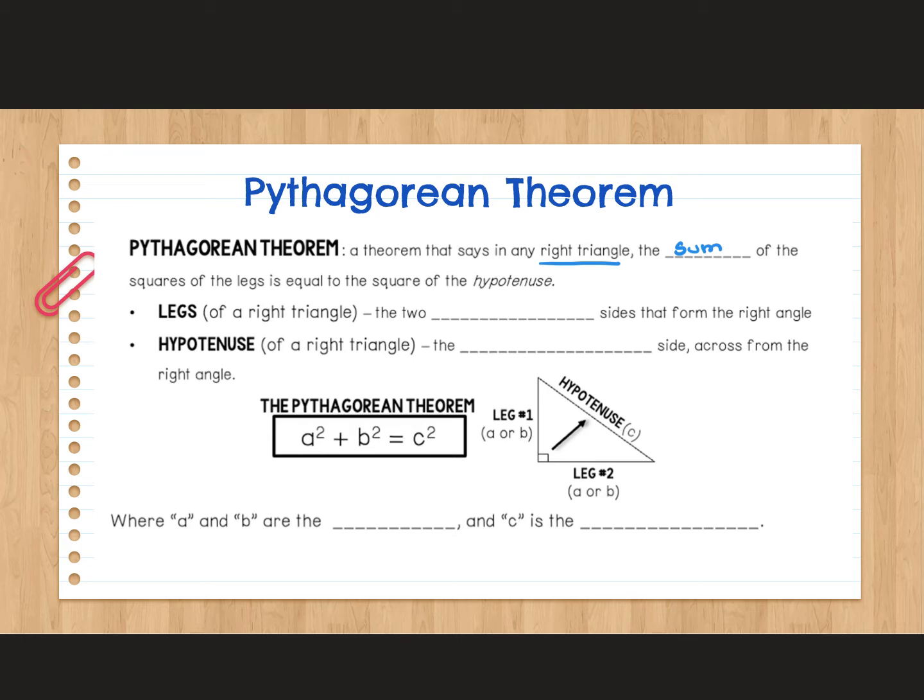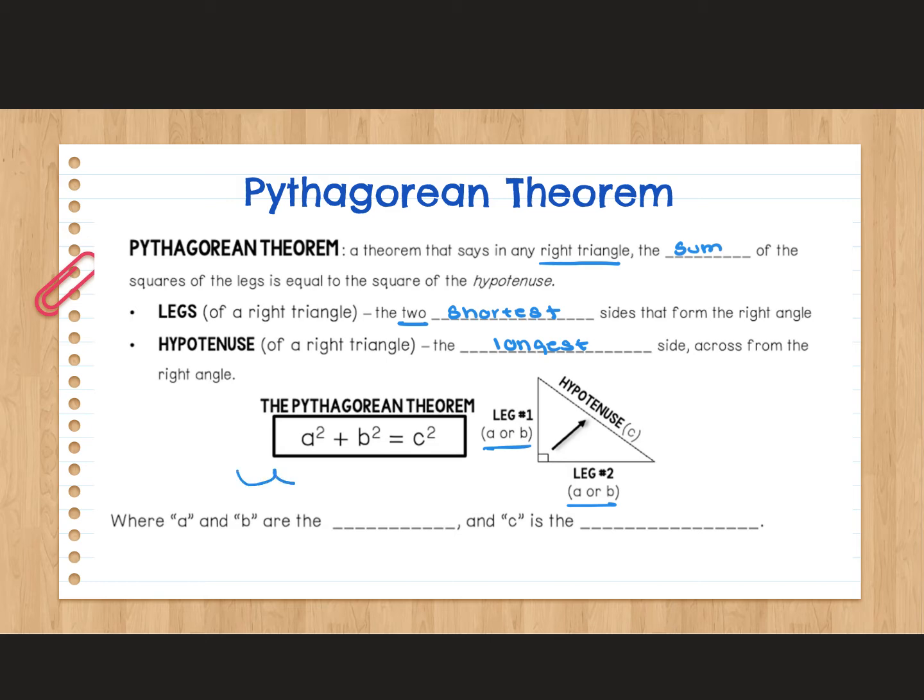All right. So the legs of the right triangle, there are two legs, are the two shortest sides that form the right angle. The hypotenuse is the longest side and is across from the right angle. So if we look here at this diagram, it is very important. With our legs, you can label either of them a or b. It does not matter, especially since we're working with addition. But our hypotenuse is always going to be the longest side, or that diagonal.